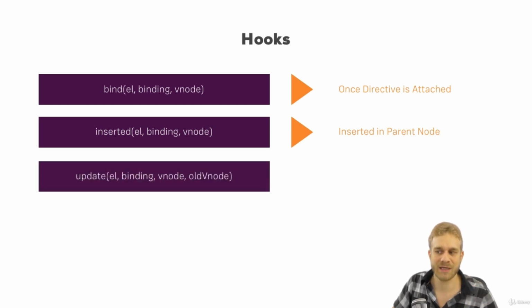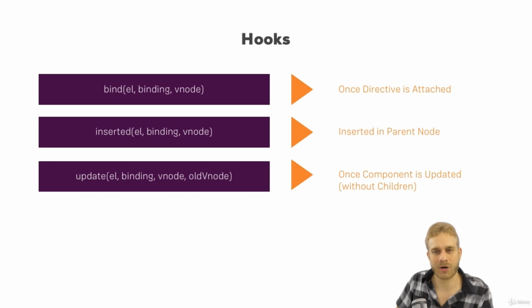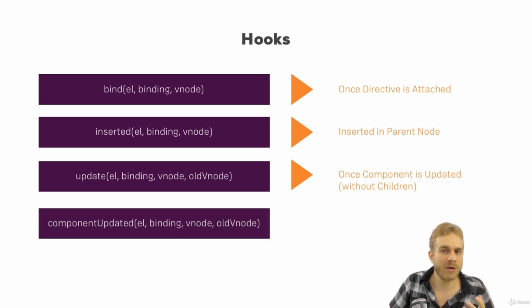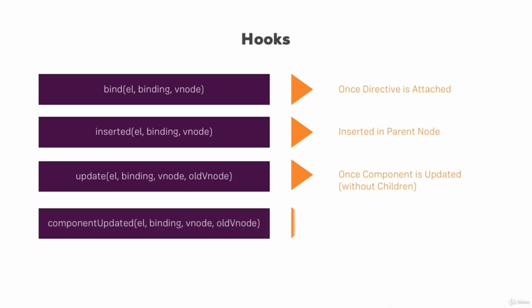Then we get update. Update is called whenever the component updates, though important, the children of that component haven't been updated yet. And here we also got an extra argument, old vnode. Well, since it updated, we got the new node in the virtual DOM and the old node. Again, both should be treated as read-only, as should be binding. We also got component updated. That is called once the component has been updated and the children in the component. So once everything has been updated. The arguments are the same as in the update method.